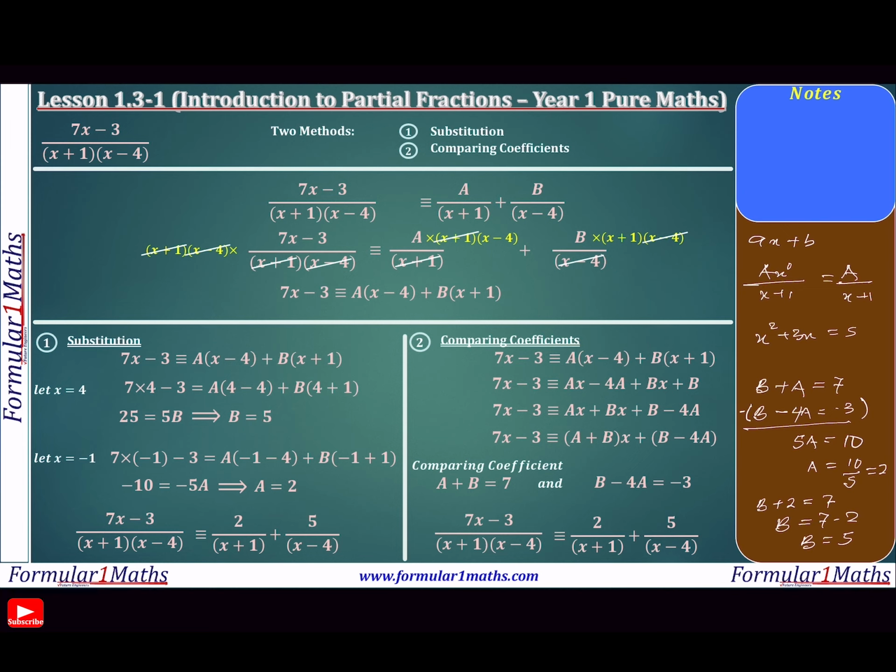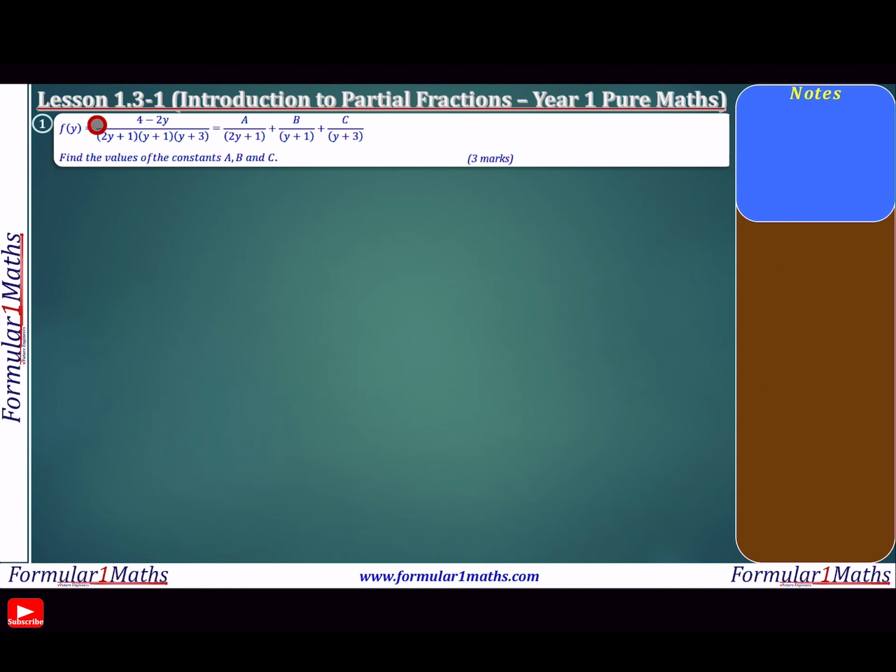Now we are going to use the knowledge we have just acquired to answer two questions. Question 1. f of y is equal to 4 minus 2y all over 2y plus 1 times y plus 1 times y plus 3 is equal to a over 2y plus 1 plus b over y plus 1 plus c over y plus 3. Find the values of the constants a, b, and c. So you can see that it's possible also to have 3 component partial fractions. And we proceed in the same way.